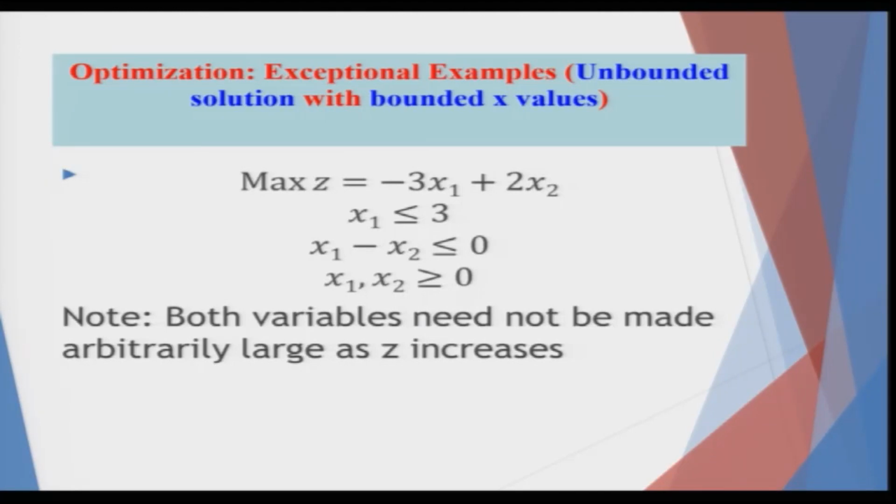So, maximization of z which is equal to minus 3x1 plus 2x2, and how you draw the objective function would immediately come out from how the objective function looks. The constraints are x1 is less than 3, x1 minus x2 is less than 0, and as usual x1 is greater than 0, x2 is greater than 0. So, here note both variables need not be made arbitrarily large as z increases to infinity.